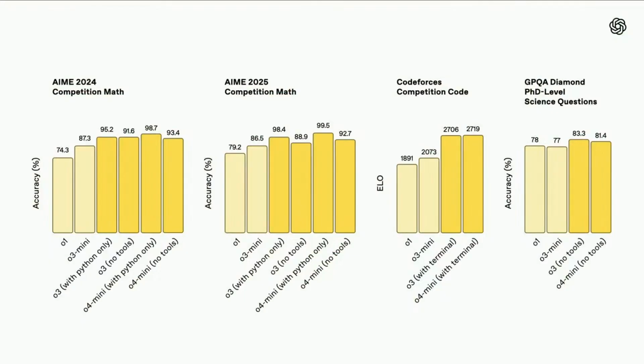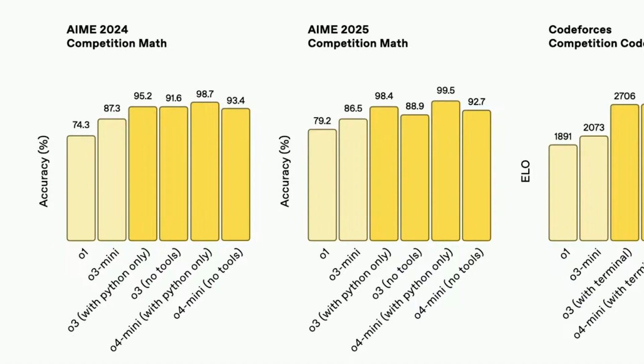We have the AIME 2024, the AIME 2025, both challenging math benchmarks, Codeforces, a coding benchmark, and of course, the GPQA, which are PhD level science questions. As you can see on the AIME, they have the scores for both o3 and o4-mini with tools, specifically Python, and without tools. Remember, these models aren't just models anymore. They now have access to tools, and that completely changes everything.